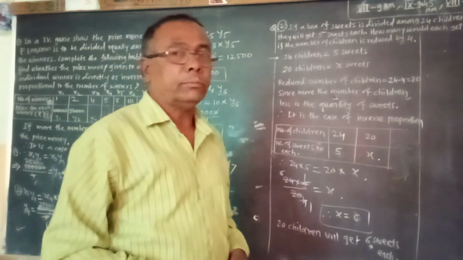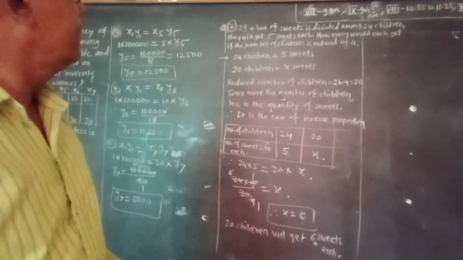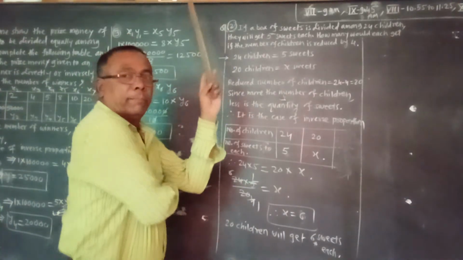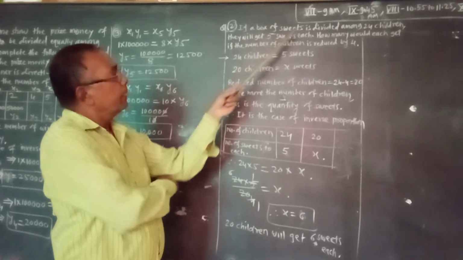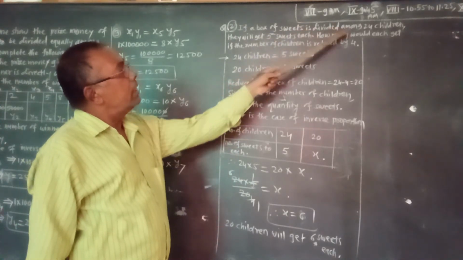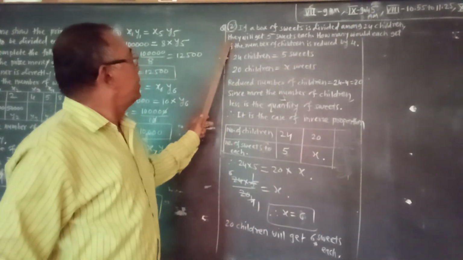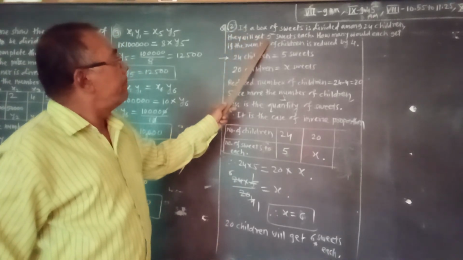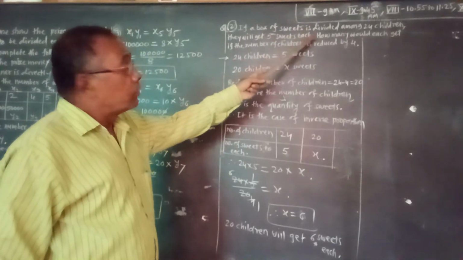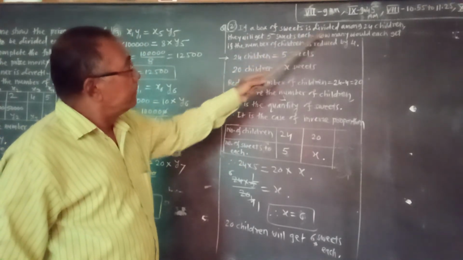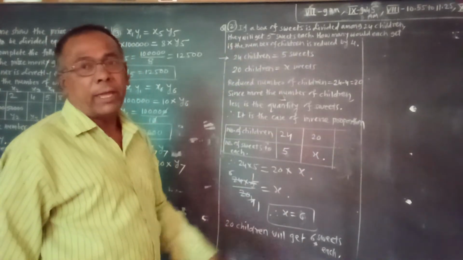Now here we will see one more example, that is the second example. If a box of sweets is divided among 24 children, they will get 5 sweets each. How many would each get if the number of children is reduced by 4?